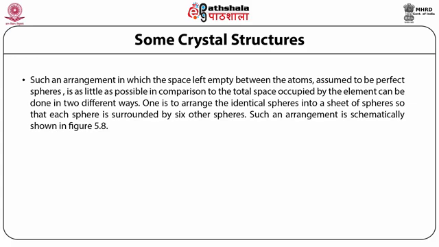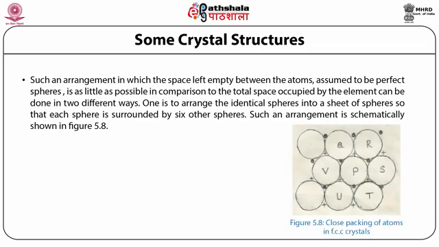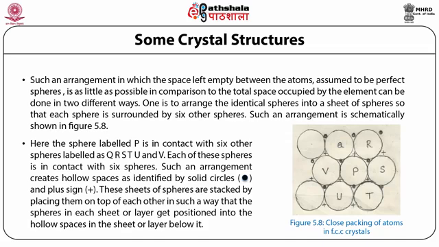One is to arrange the identical spheres into a sheet of spheres so that each sphere is surrounded by 6 other spheres. Such an arrangement is schematically shown in figure 5.8, which shows close packing of atoms in FCC crystals. Here the sphere labeled P is in contact with 6 other spheres which are labeled as Q, R, S, T, U, and V. Each of these spheres is in contact with 6 spheres.